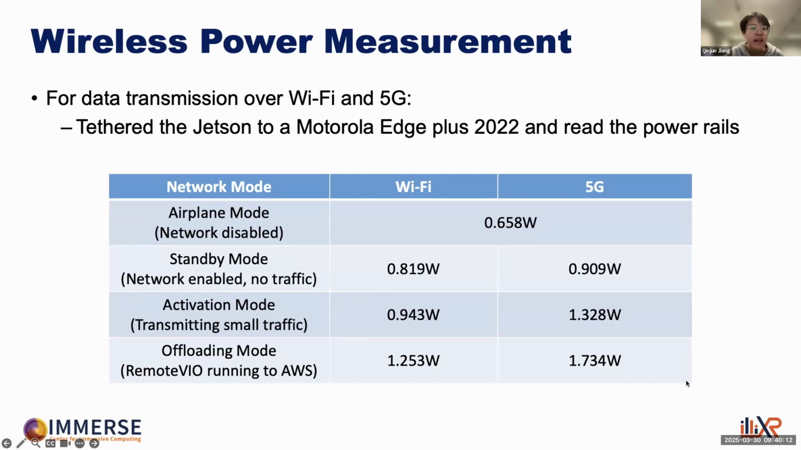So as most XR devices nowadays require access to the internet to use their features, we safely assume that the radio will be kept on and transmitting data even without VIO offloading. Therefore, the wireless power consumption for an XR device without VIO offloading will be similar to the power in activation mode. We add that to the power consumption of the baseline system to get a full system power consumption in the next slide.